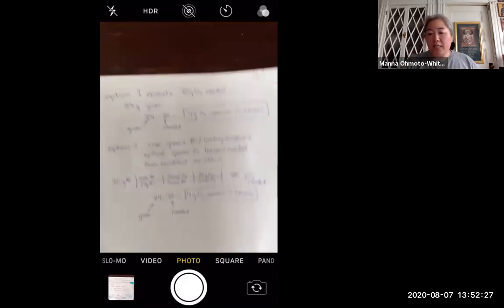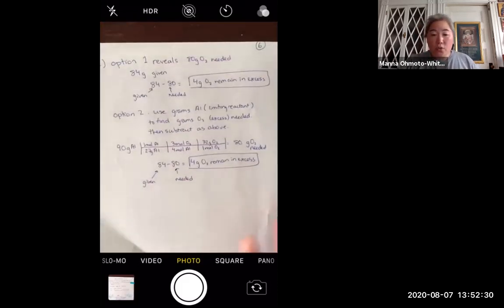And then finally for C, if you used option 1, you may have had to do extra work for answering B, but you already know that you have 84 grams of oxygen given and you only needed 80 grams of oxygen, therefore 4 grams of oxygen remain in excess. If you used option 2, you would have to use the given grams of your limiting reactant, Al, to find out how many grams of your excess reactant you would actually use, and then subtract that from the given amount.